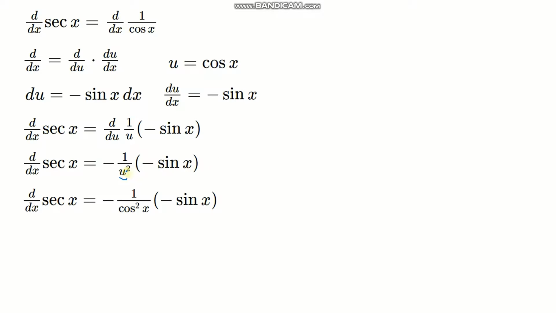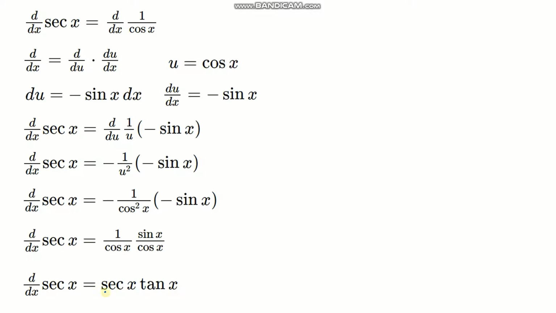Since u equals cosine x, we have negative 1 over cosine squared x times negative sin x. Two negatives become positive, and cosine squared x is the same as cos x times cos x, so we have 1 over cos x times sin x over cos x. And 1 over cos x is the same as secant x, and sin x over cos x is the same as tangent x. Finally, the derivative of secant x is equal to secant x times tangent x.